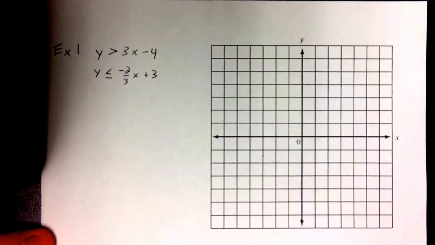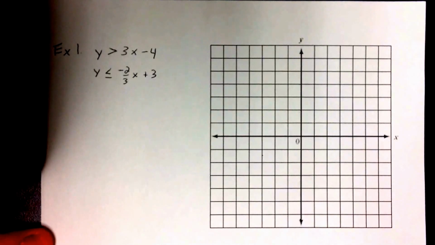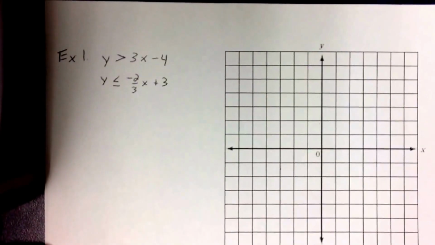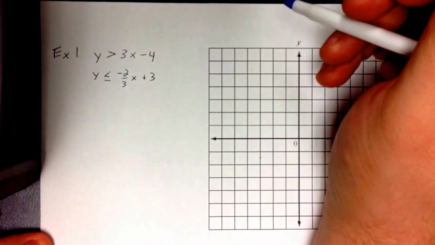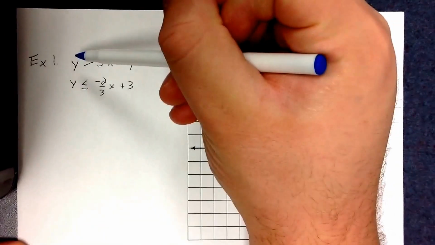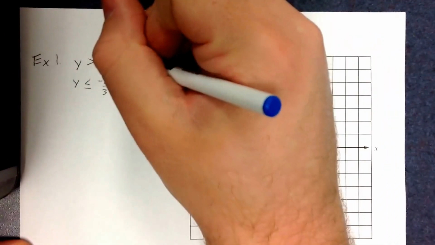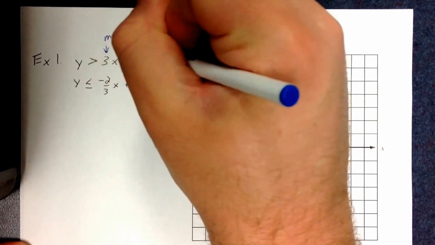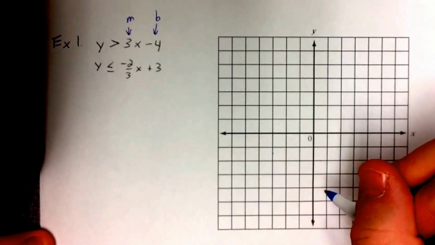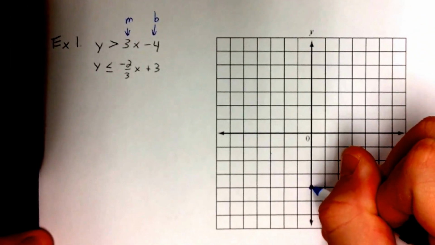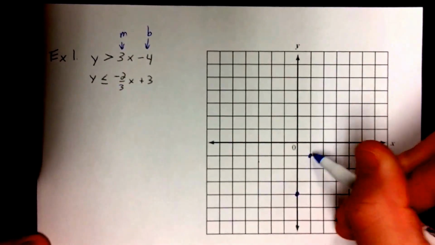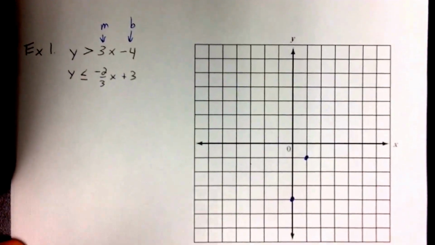So here, y is greater than 3x minus 4 and y is less than or equal to negative 2/3 x plus 3. So again, I want to graph both of these on the same graph, but one at a time. The first inequality, the y is by itself, so it's in slope-intercept form. So 3 is my m and negative 4 is my b. I would start at negative 4 on the y-axis. Since m is 3, I go up 3 over 1. Now it's a dotted line.